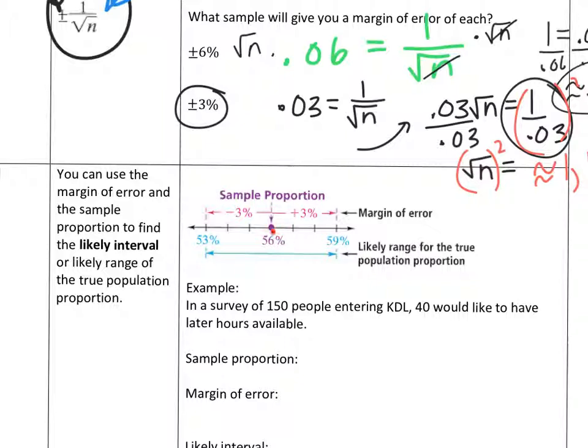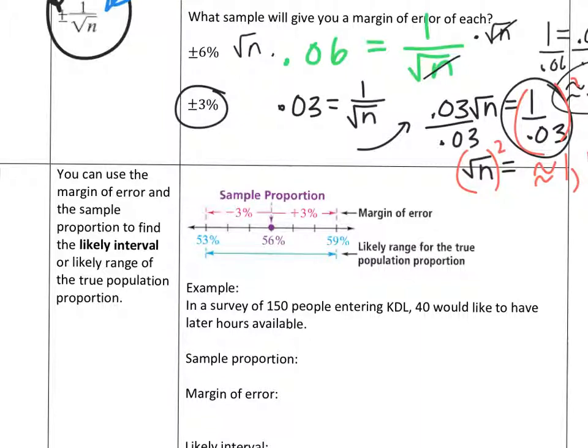So the more people you survey, the less your margin of error and the closer you're going to get to the actual population. It's called a likely range because it's not always true. That's something that kind of happened with the 2016 presidential election. The actual result was outside the margin of error, so that's why people were surprised about the election.